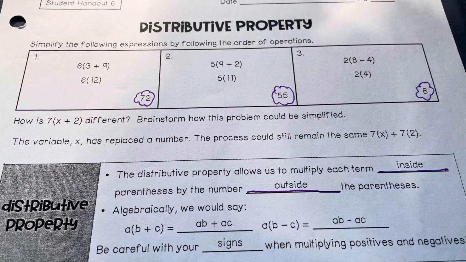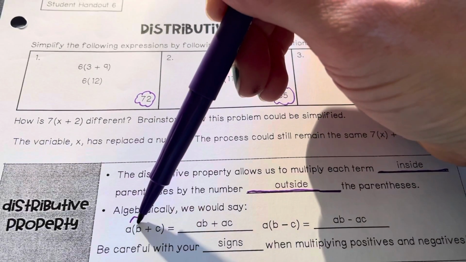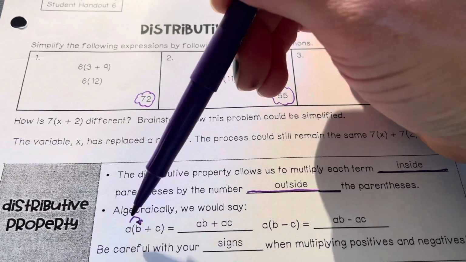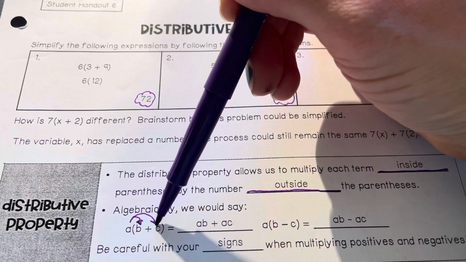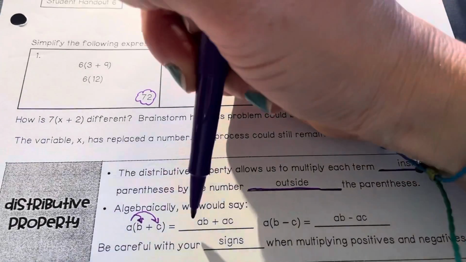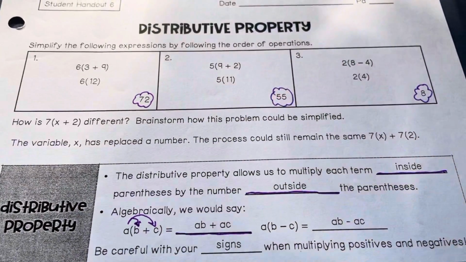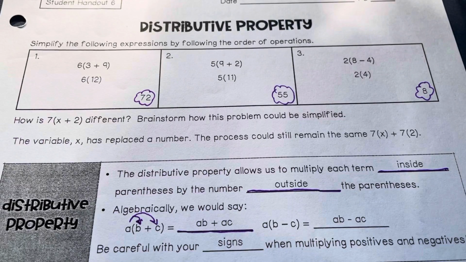Okay, algebraically, we would say it like this. We would say A times B, and we're going to show that as AB. I like to use arrows with distributive property. I'm doing the A times the B, and then the A times the C, okay? So we would say that as AB plus AC. That's how it can be simplified. We don't know the value of A or B or C, so it's just what it is.